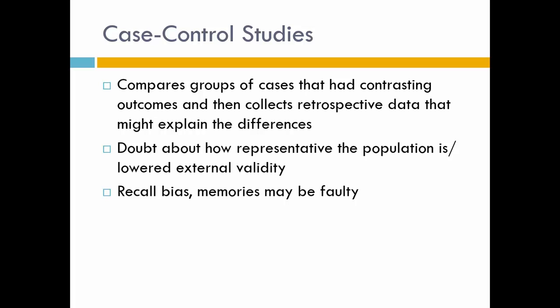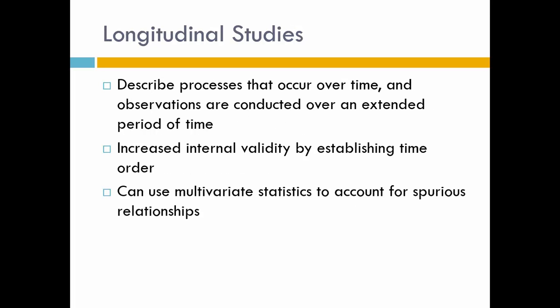There might be recall bias. Their memories might be faulty. And we may find out that there's other things that we didn't ask about. So we're not controlling for any of the threats to internal validity, and there might be some issues with external validity. So a case control study could be low in both internal and external validity. But it's frequently done in social work because that's how we can collect our data.